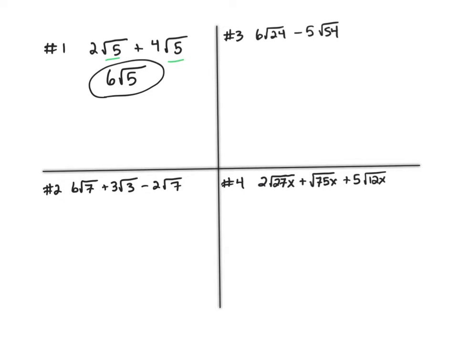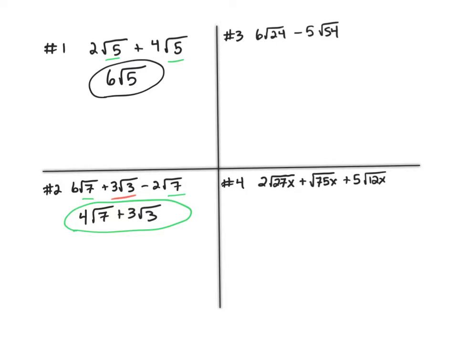Whenever I take a look at number 2, it's going to be a little bit different. In number 2, I have a square root of 7, I have another square root of 7, then I have that root 3. So I'm going to combine like terms. I have 6 square roots of 7, I have negative 2 square roots of 7. 6 minus 2 gives me 4. So I have 4 square roots of 7. And I still have that 3 root 3 left over, so in my answer I'm just going to bring it down, 3 square roots of 3. So I have 4 square roots of 7 plus 3 square roots of 3. They're not like terms, so I can't put them together, so it just stays 4 root 7 plus 3 root 3.